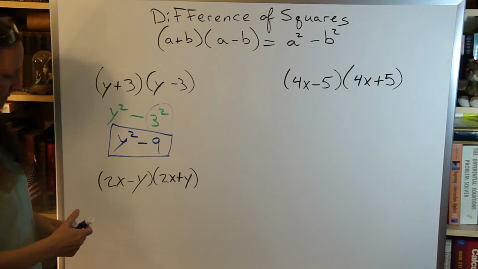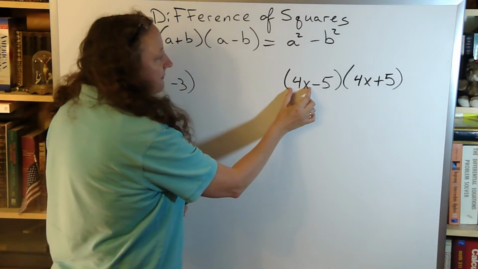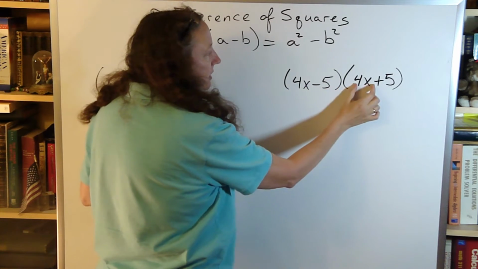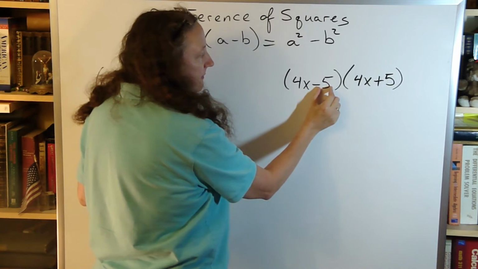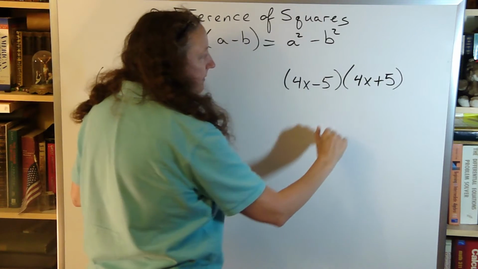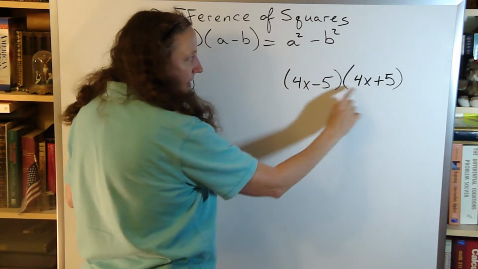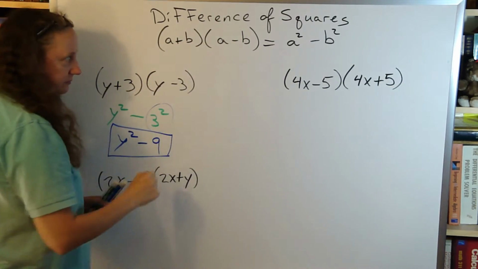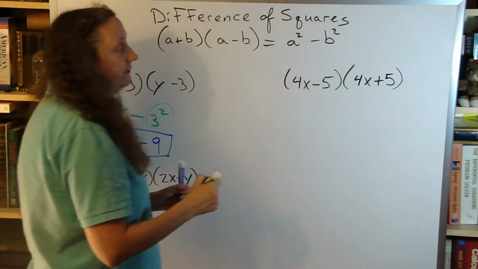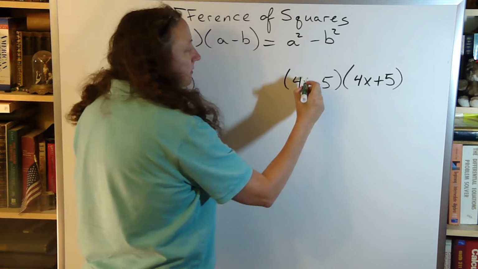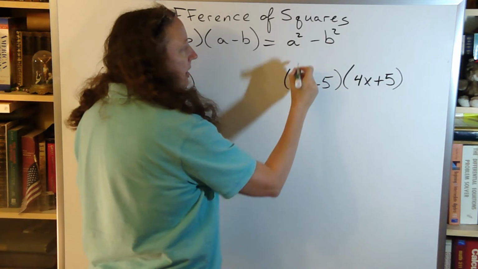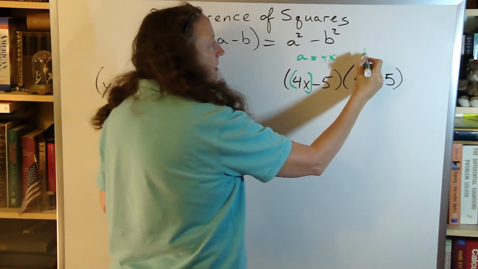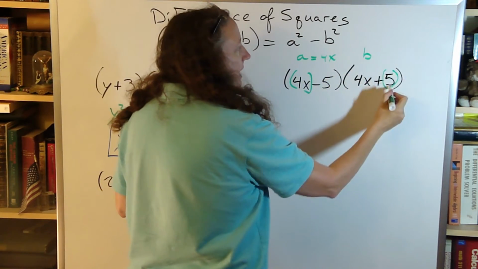Going over to this one. I have 4x minus 5. I have 4x plus 5. The 4x is the same on both of them. The 5 is the same on both of them. The only difference is the minus and the plus. So I'm going to first figure out what is my a term. A is the 4x. B is the 5.